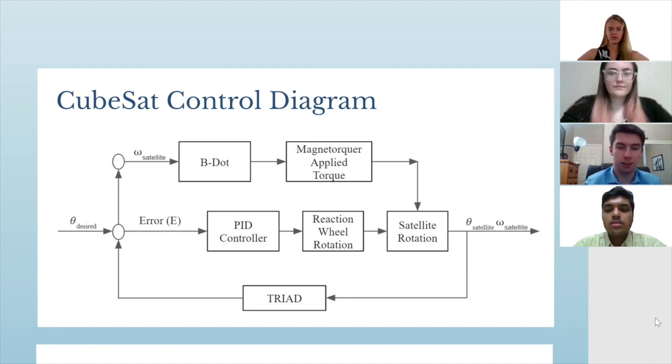And now if you look at the second branch, the error between the angle that the satellite is pointing and the angle that is desired is input into the PID controller. The PID controller then causes the reaction wheels to rotate by a certain amount, and this also causes the satellite to rotate. As a result of these processes, the satellite is now pointing at a new angle and it has a new angular velocity, which is shown on the right. Triad measures this new angle and feeds it back into the loop. So this is a closed loop control system and fully autonomous.